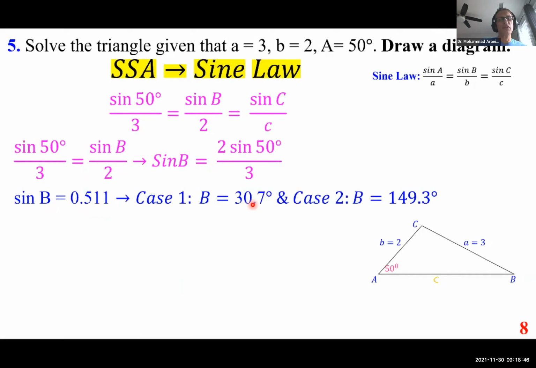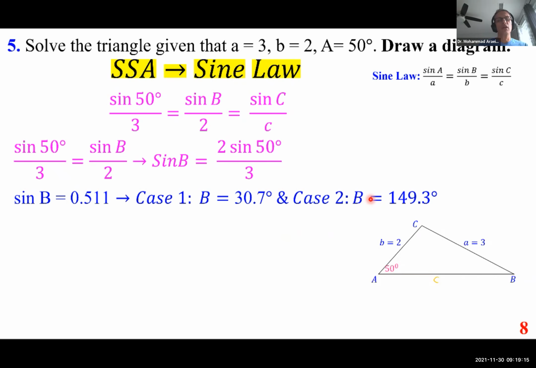So you come up with two answers. I hope you realize that 0.5 is 30 degrees, so 0.511 is a little bit larger than that. So 30.7 degrees. And the second case, really, it happens in the second quadrant. 180 minus this number is the second case. So there are two possibilities for B, which means there may be two triangles. Let's find out what happens.